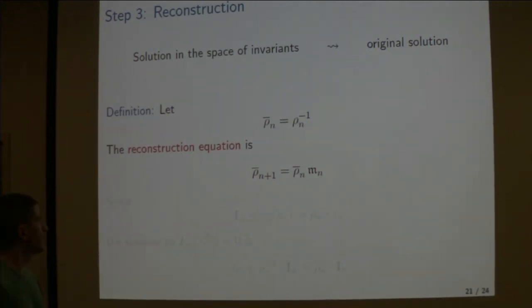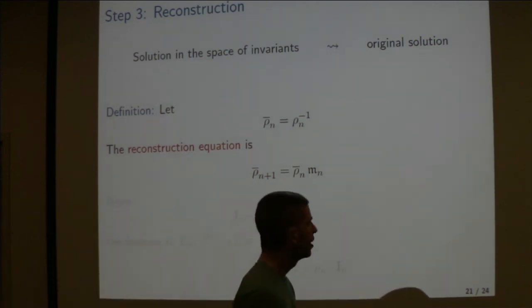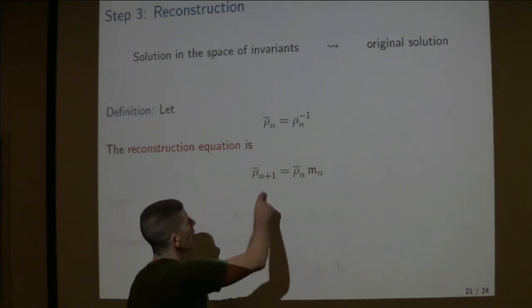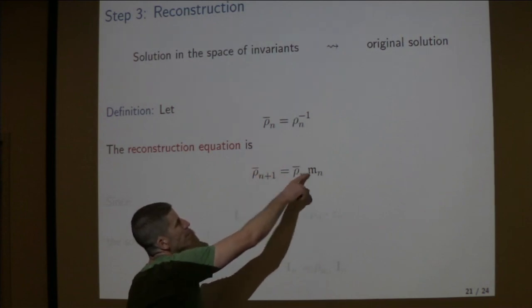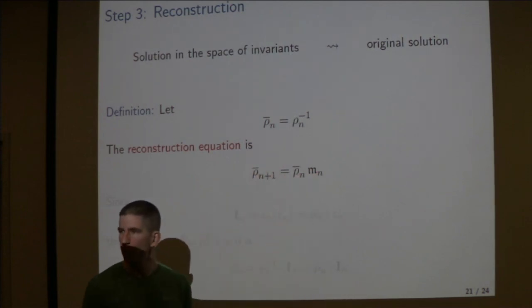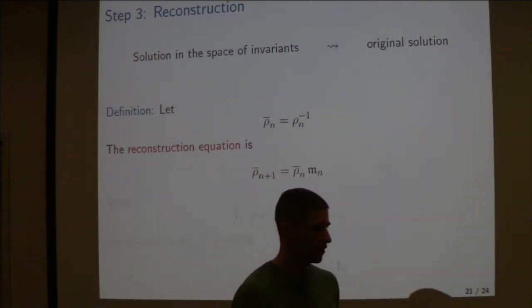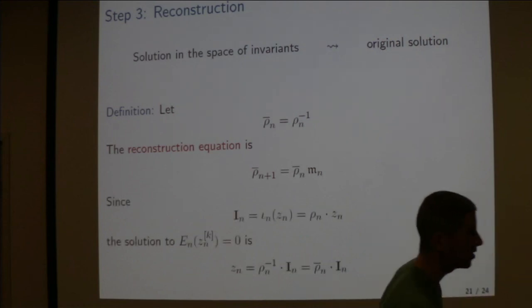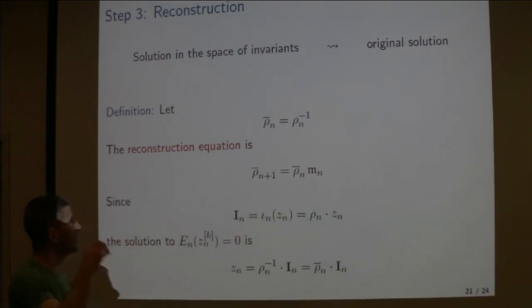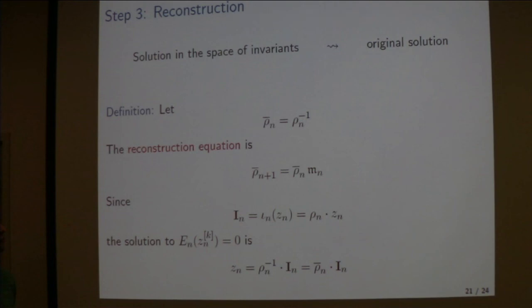So we have this equation, and this could be just proven by writing what rho n bar is and writing explicitly what the Moore-Cartan invariant is. And so if we can solve this equation, then we can actually recover the original solution.